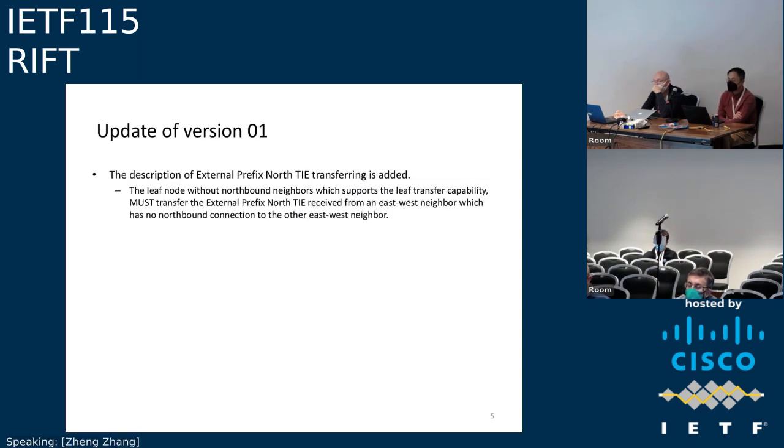This draft has been presented in IETF111 and has been discussed in the mailing list. In the update of version 01, according to the suggestion from last meeting, we added the description of external prefix north tie transfer. That is, the leaf node without northbound neighbors, which supports the leaf transport capability, must transfer the external prefix north tie received from an east-west neighbor which has no northbound connection to the other east-west neighbor.